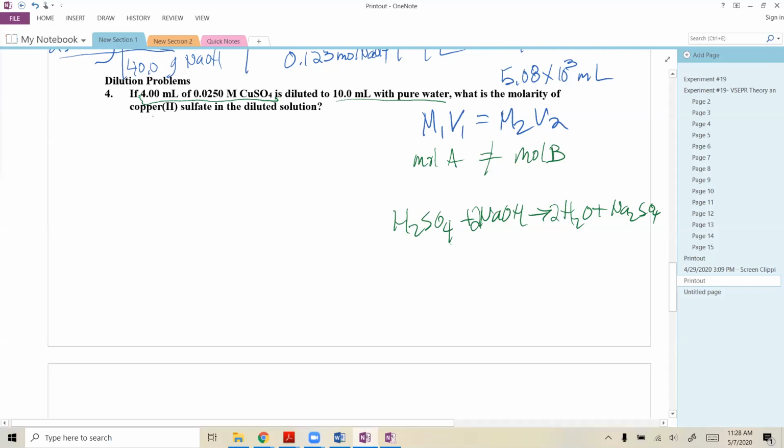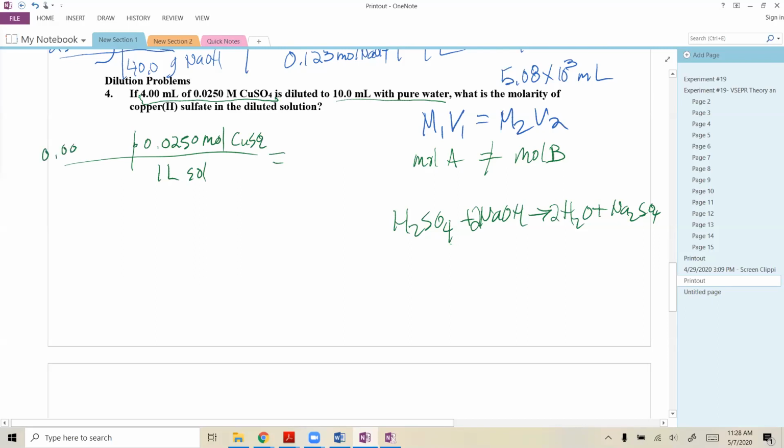So in this case, what we're doing is we're changing the volume of our solution. We're taking it from being 4 milliliters to being 10 milliliters overall. So we can multiply this by our molarity, and we can find our moles. The only part is we have to make sure that we change those 4 milliliters into liters.